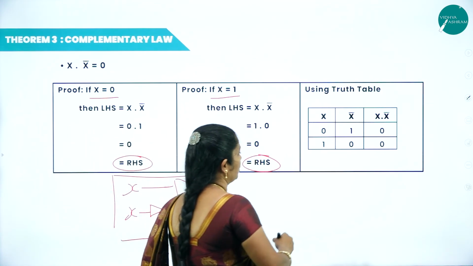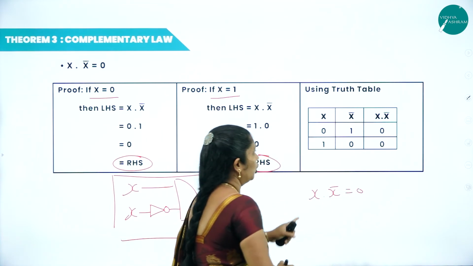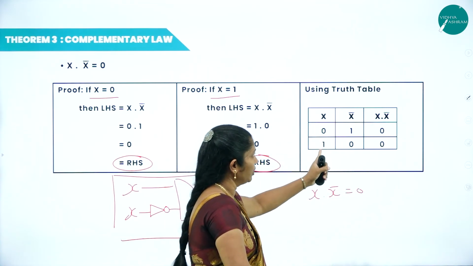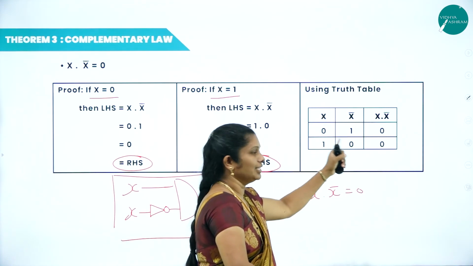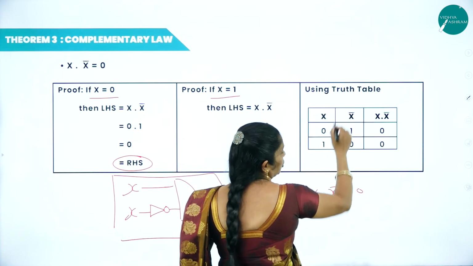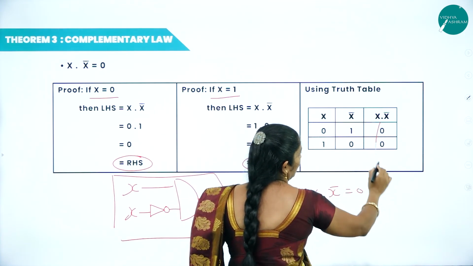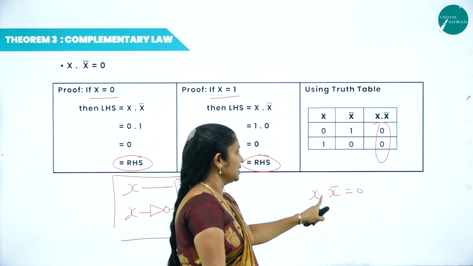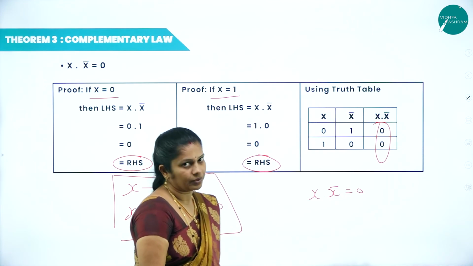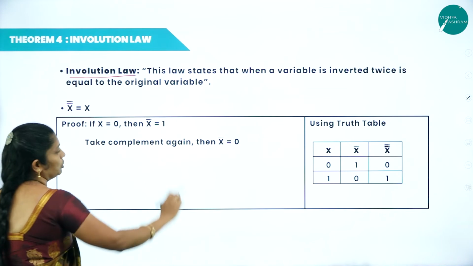Now we will prove this by using a truth table. That is x into x bar equals 0. Only one variable x, that is 0 and 1. X bar, the complement of that, is 1 and 0. X into x bar, these two columns we have to consider. 0 into 1 is 0, 1 into 0 is 0. That is, the final answer 0 only we are getting. That is x into x bar equals 0. Now is it clear?